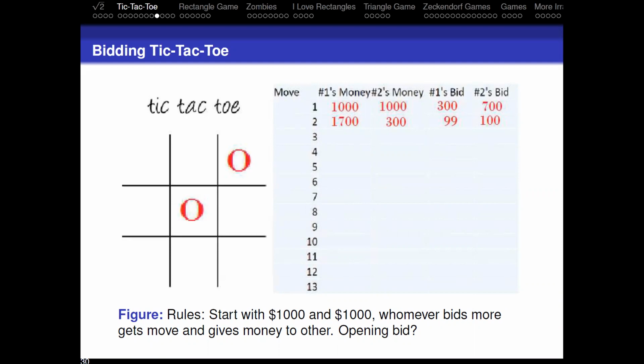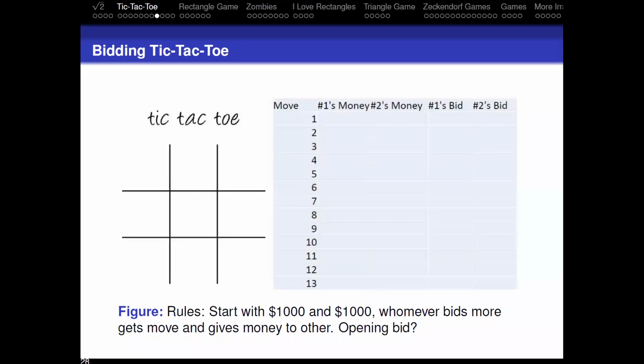Okay, so let me go back and explain what goes on. Right now the board is empty, and there are two players, player one and player two, and we'll assume they each start with $1,000. The way it works is for each move, each person makes a secret bid, some amount of money. And then whoever bids most gets the move, and they give the money to the other player. So at the end of the day, you don't care how much money you have. You only care about, did you get 3 in a row?